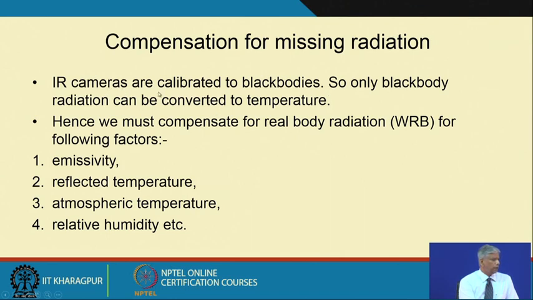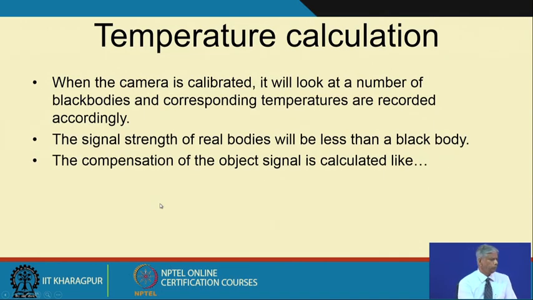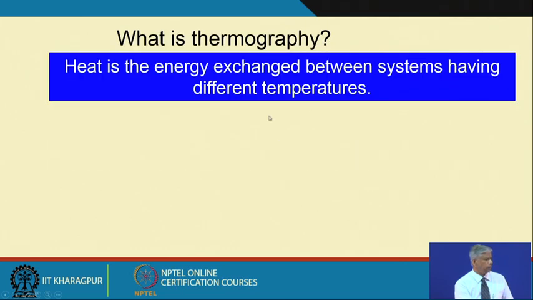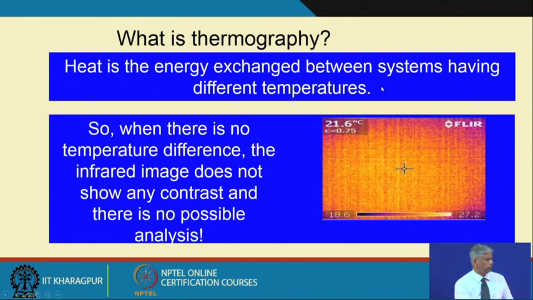So, IR cameras are calibrated to black bodies, so only black body radiation can be converted to temperature. So, hence we must compensate for the real body by the following factors: emissivity, reflected temperature, atmospheric temperature, humidity, and so on. So, we have to calculate and compensate for the real body. Okay. So, we will see how it is done.